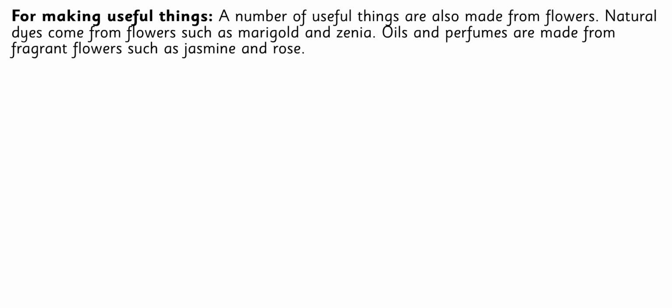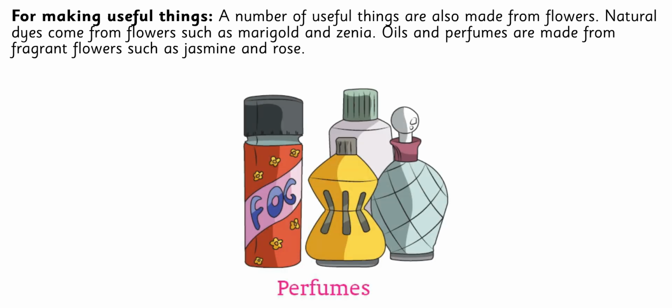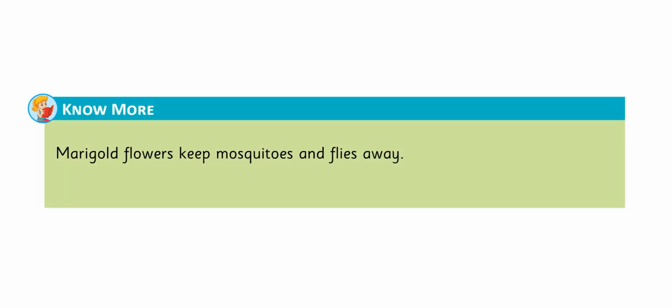For making useful things. A number of useful things are also made from flowers. Natural dyes come from flowers such as marigold and zinnia. Oils and perfumes are made from fragrant flowers such as jasmine and rose. Marigold flowers keep mosquitoes and flies away.